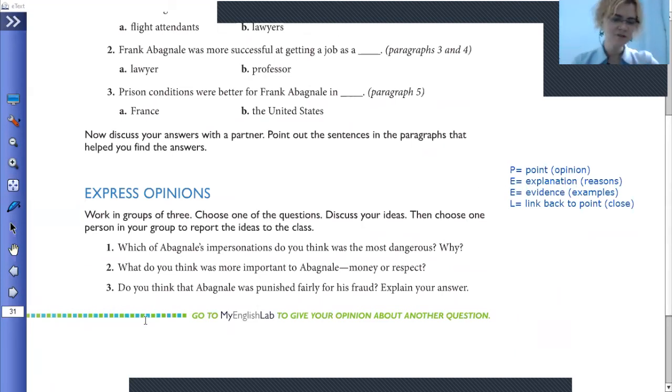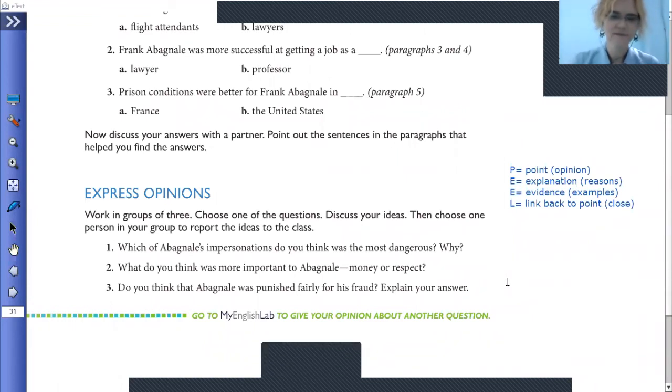Okay, so we're gonna go with the first one. Which of Abagnale's impersonations do you think was the most dangerous, and why? Is there anyone who would love to respond to this? Any volunteer? Okay, then I'm going to ask.